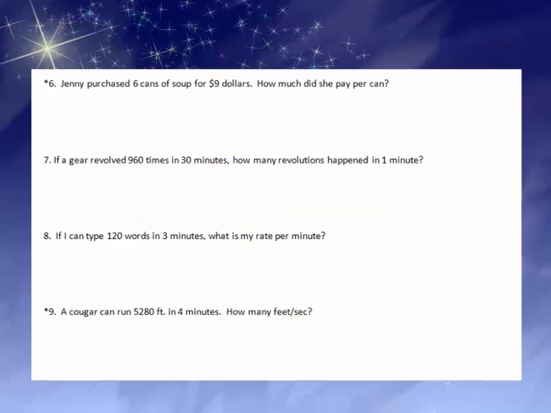Let's look down below. Let's do number 6 together. Jenny purchased 6 cans of soup for $9. How much did she pay per can? That's telling you unit rate. So my money goes on top, money, and then we have cans. So I have $9 for 6 cans, and because it's a unit rate, I want to know how many dollars for 1 can.